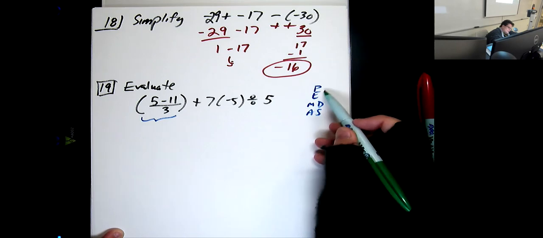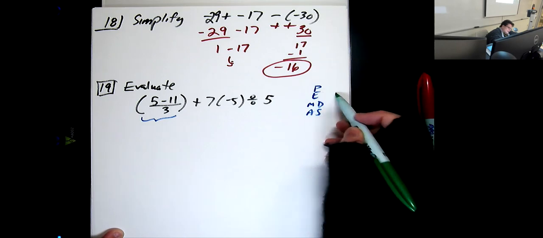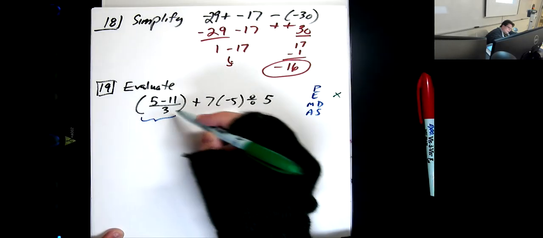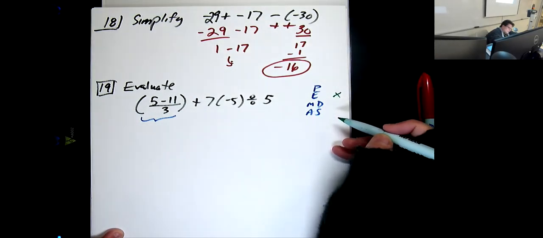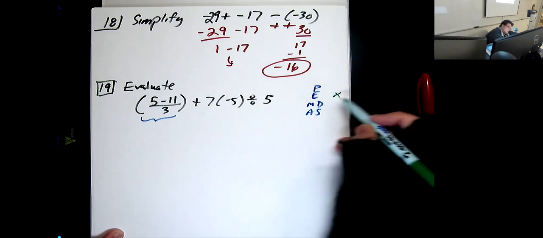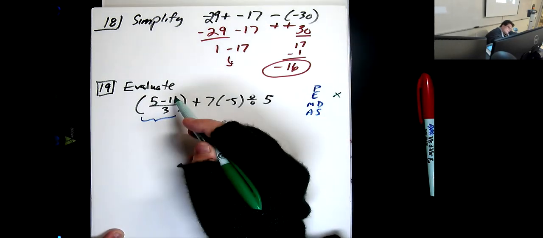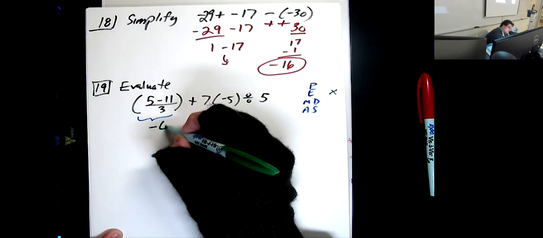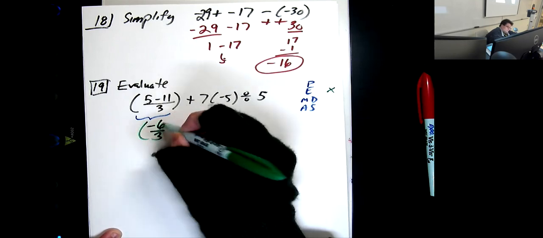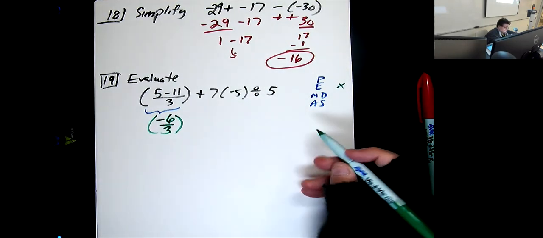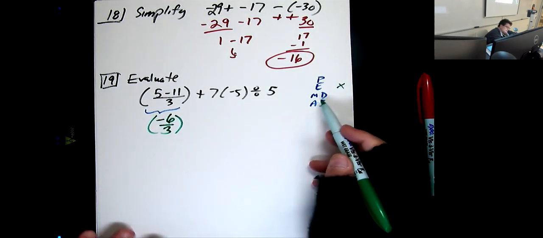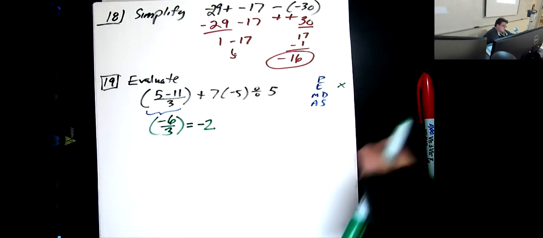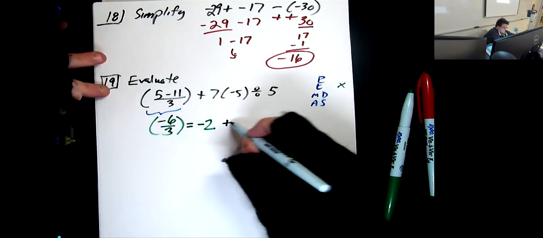Inside it, there's no exponents. I need to do what's on top first and what's on bottom also, but bottom's already done. There's no multiplication or division on top. There is subtraction on top. That gets down to -6 on top and 3 on bottom. Then we have division: -6 divided by 3 is -2. And I still have the rest of the problem to do.